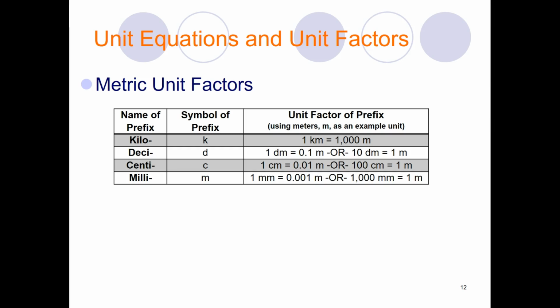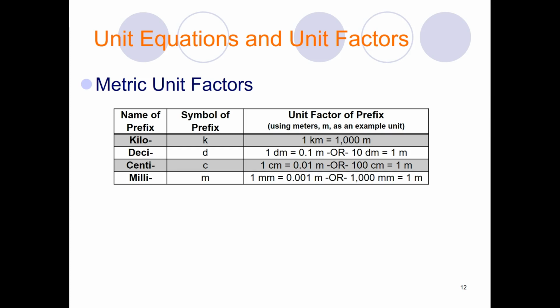And then there are the unit factors that go between them. So in this table, I used meters as an example unit, but the wonderful thing about the metric system is the prefix always works the same way, even if you change the unit. So for the kilo row, it says 1 kilometer equals 1,000 meters. 1 kilohour equals 1,000 hours.